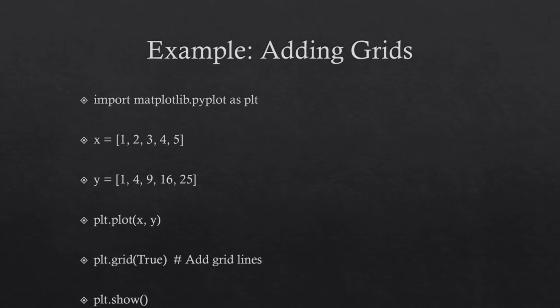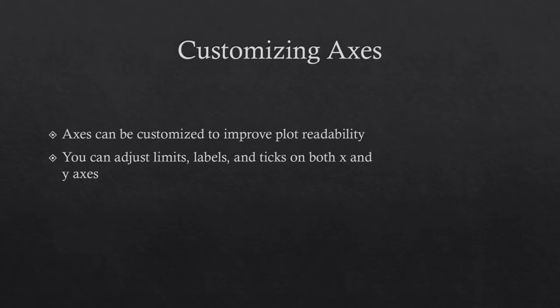Example: adding grid. Import matplotlib.pyplot as plt. x is equal to 1, 2, 3, 4, 5. y is equal to 1, 4, 9, 16, 25. plt.plot x, y. plt.grid True adds grid lines. plt.show.